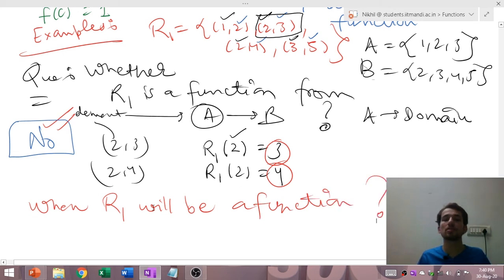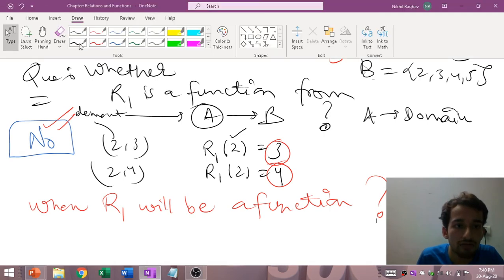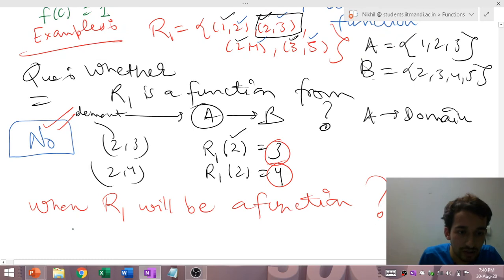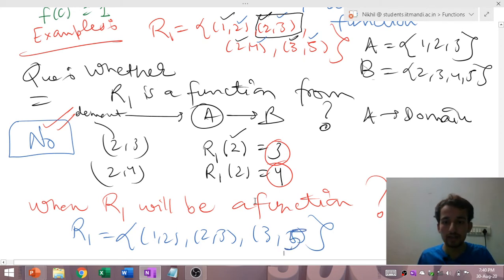Now this is a question. I asked you to pause the video and first try to think about it. If I now answer this, R1 would have been a function if the ordered pairs were like this: (1, 2), (2, 3), and we just eliminate the additional pair, (3, 5).